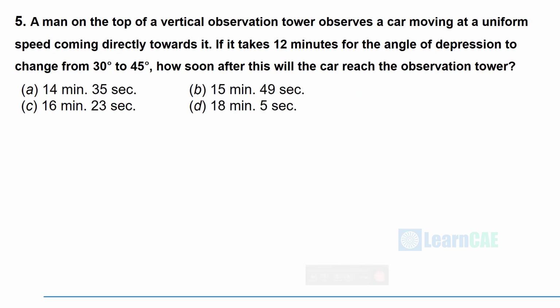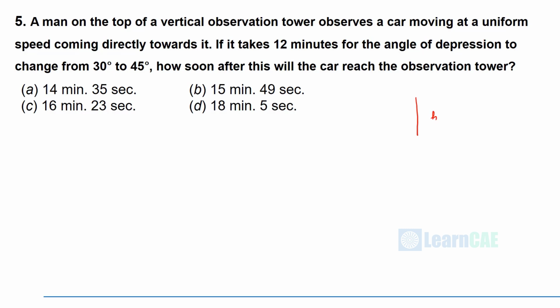A man on the top of a vertical observation tower observes a car moving at a uniform speed coming directly towards it. If it takes 12 minutes for the angle of depression to change from 30 degree to 45 degree, how soon after this will the car reach the observation tower? Let us draw the diagram.